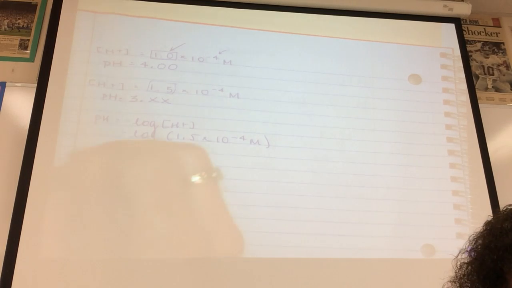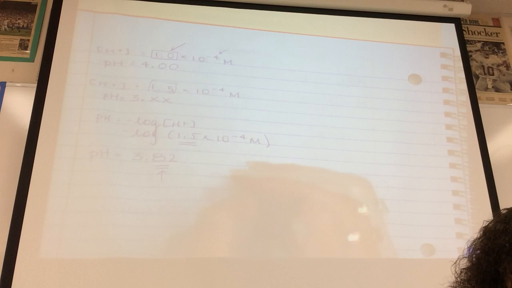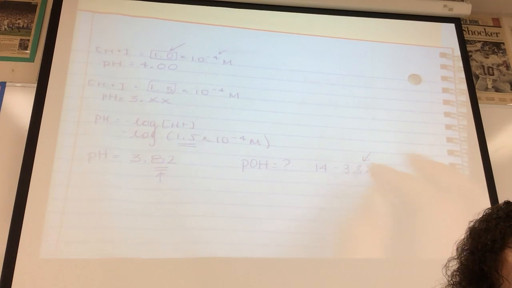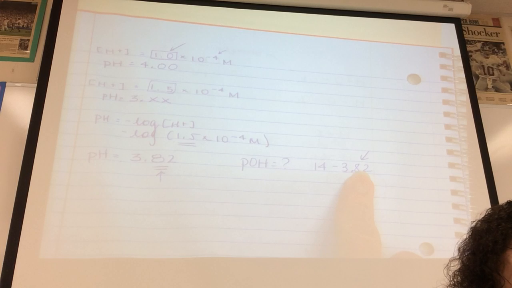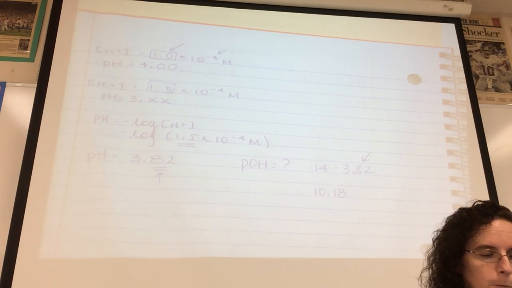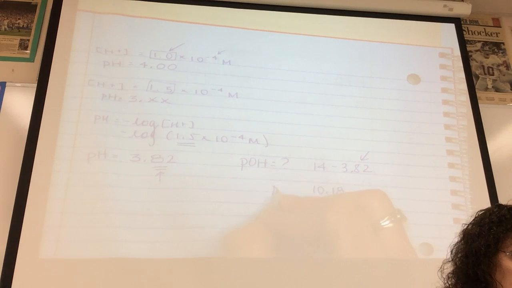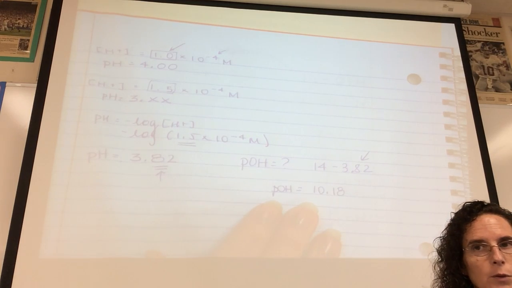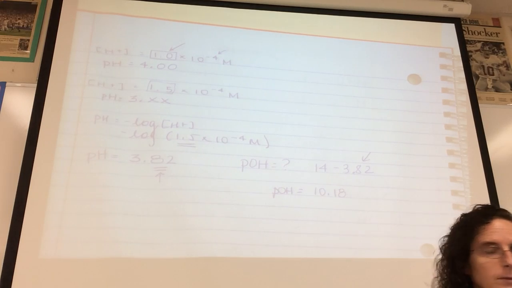All I asked for here was pH. But if I asked for pOH, how would you do that? Now, in regard to the sig figs, you go by these decimal places here. So you would have 10.18. I just don't know how much some of you did with pH and pOH last year, so I don't want you to be left out to dry.